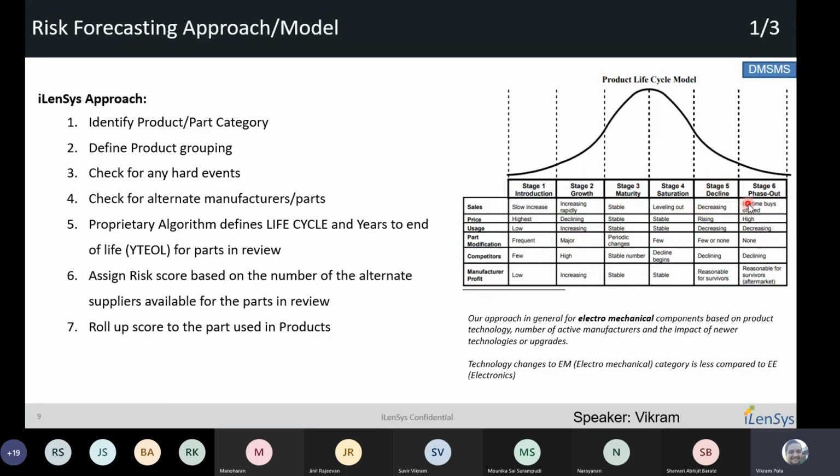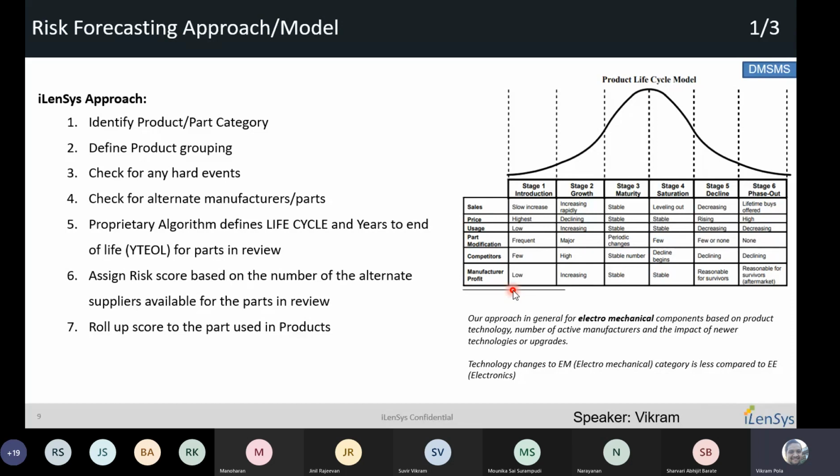So it depends on where the product is and at what stage it is. But again, it varies from several factors, starting with sales and up to the competitors and then the manufacturer profit. So whenever you select a part, you just need to make sure that at least it would meet the minimum product requirements. Meaning it has to be available in the market based on the longevity of how it is available.